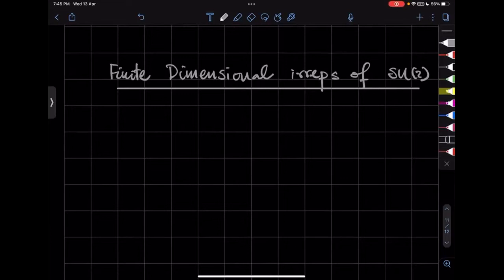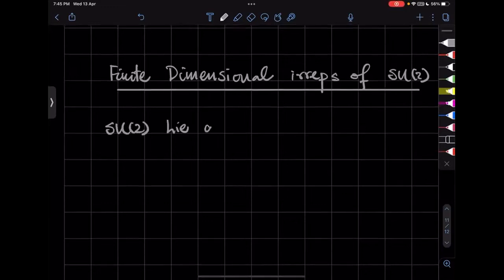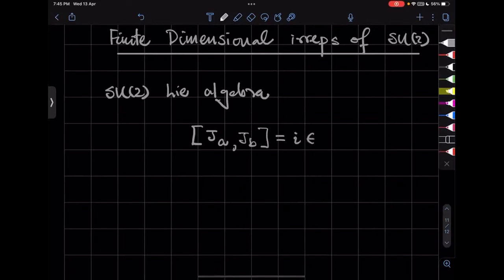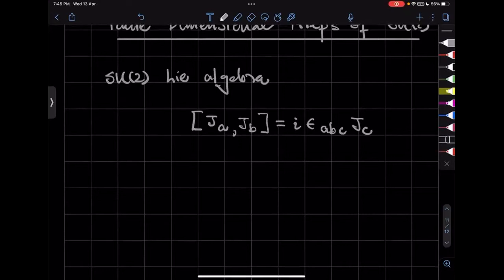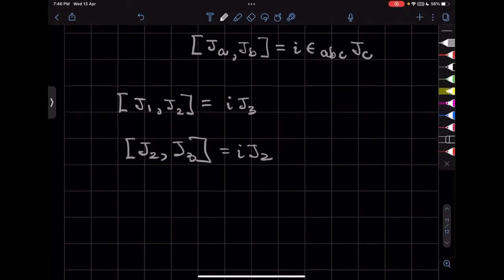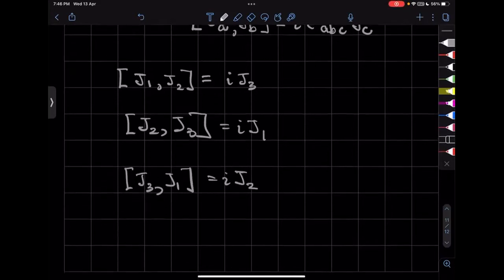Okay. So we start with the SU2 Lie algebra. Let me write this with J, using notation from quantum mechanics, angular momentum. So you guys know this, right? So explicitly, there are three non-trivial equations here. The commutator of J1, J2 is i J3. J2, J3 is i J1. And then J3, J1 is i J2. And all the other ones, of course, are 0.